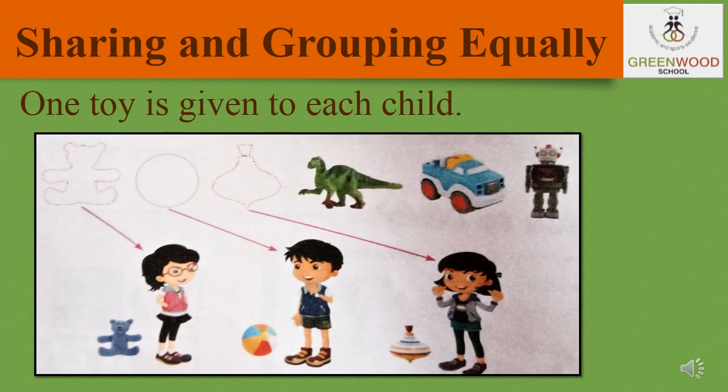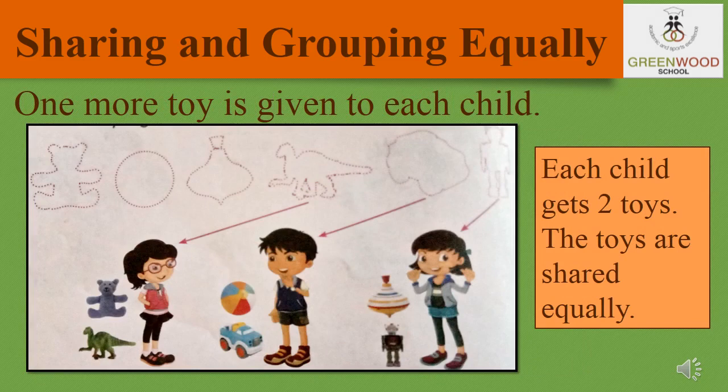So first one toy is given to each child. Again, how many toys have been remaining? The dinosaur, car and the robo have been remaining with us. So again we will share that. The remaining toys have also been given one by one to each of the children. So now look at the picture. Each child has how many toys? 2 toys. Each child gets 2 toys. So the toys are shared equally among them.